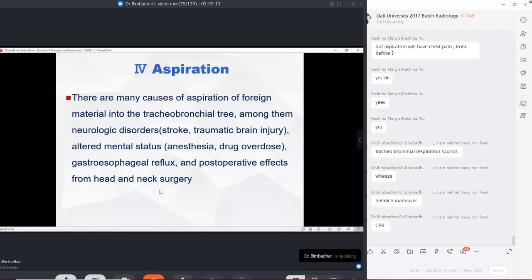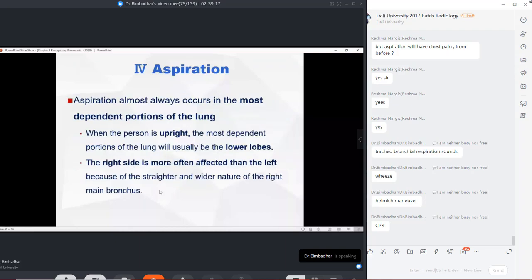what are the radiographic features. Aspiration almost always occurs in the dependent portion of the lungs. Dependent portions of the lungs are generally the lower lobes. When a person is upright, the most dependent portion of the lung will be the lower lobes.